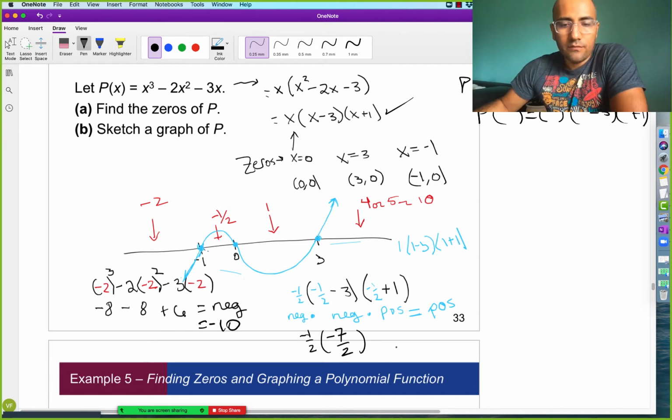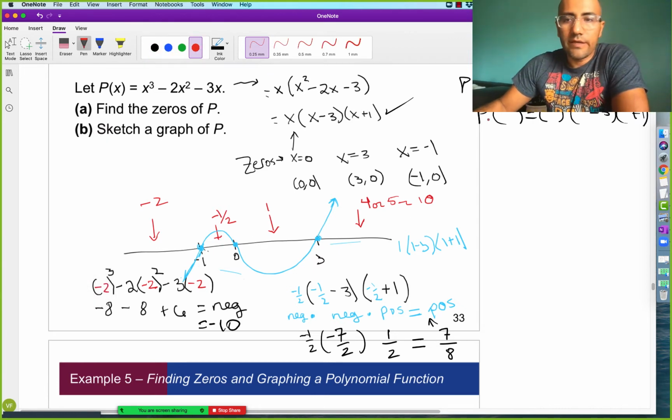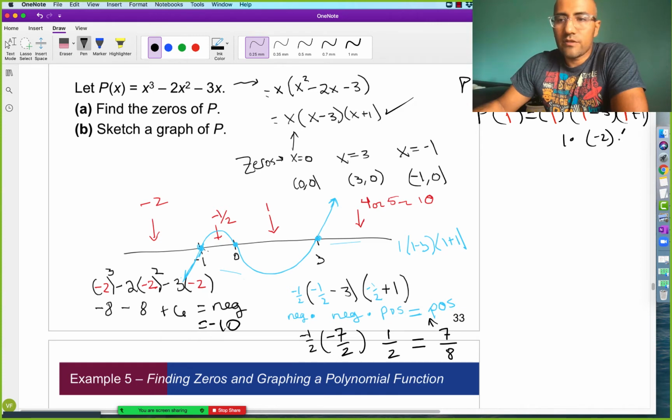-7 over 2, and this is +1/2, which ends up giving me +7 over 8. Good. We can also test the point 1. That should be an easy one. Let's plug in a 1 into here. 1, 1, 1, which would give me 1 times -2. Oh, there's also a 1 over there. 1 times -2 times 2. So P of 1 should be equal to -4.